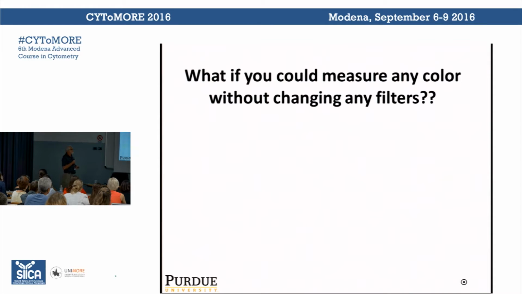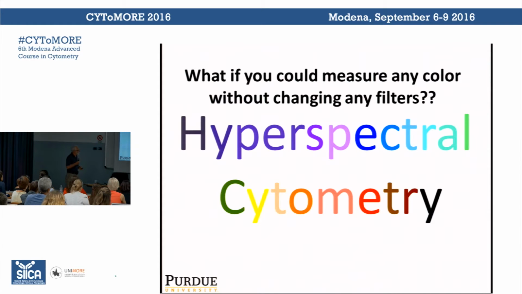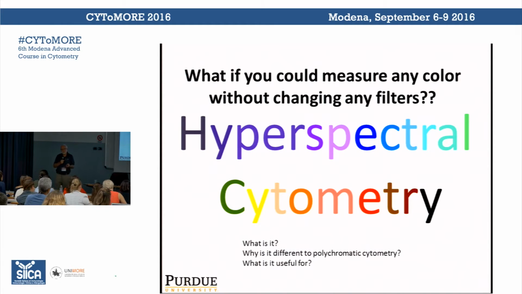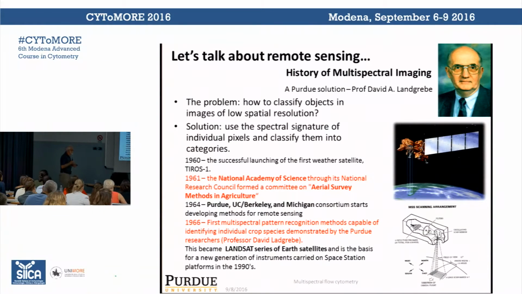So the question is, what if you could measure any colour without changing filters? And that's what I call, and others call, hyperspectral cytometry. So let me explain a little bit what the origin of hyperspectral cytometry was, because it didn't get invented by flow cytometry people. It didn't get invented by biologists either. It got invented by an electrical engineer. And the particular electrical engineer who was most involved in that is a fellow by the name of David Landgrebe, who was a professor of electrical engineering at my university, actually, at Purdue University.